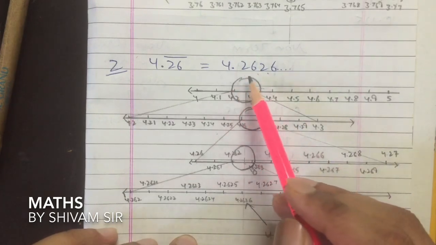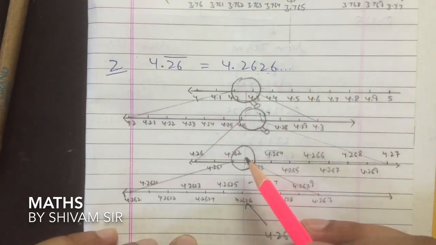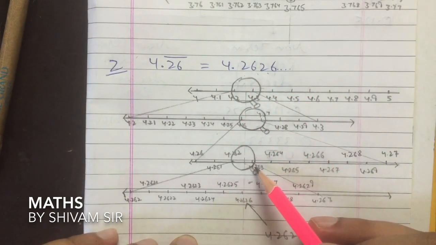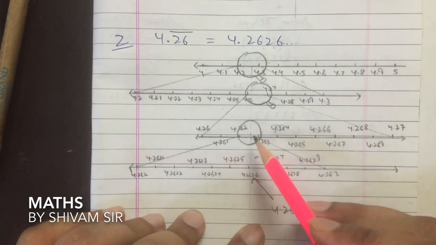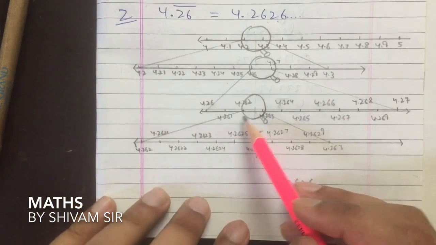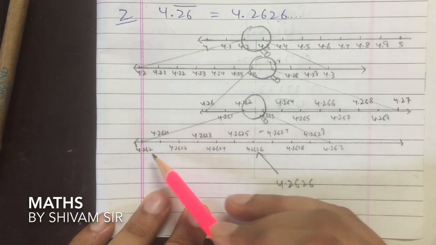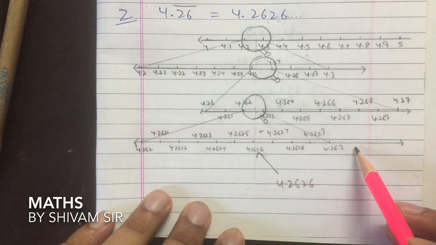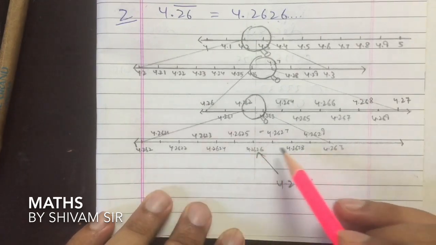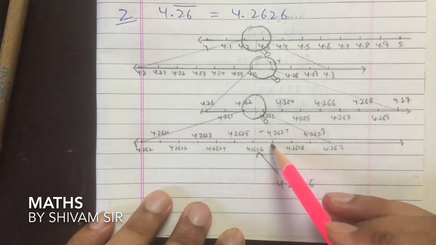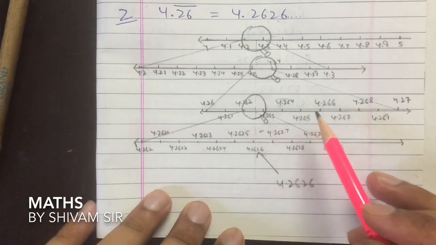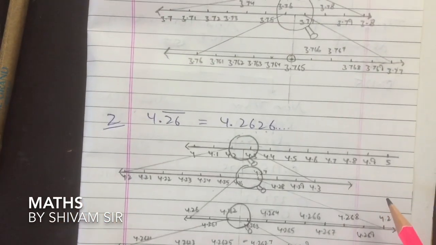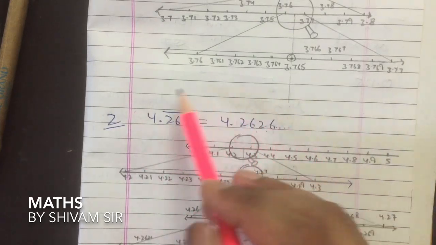This 4.2626 will lie between 4.262 and 4.263. Draw one magnifying lens over it and zoom into it. The new extreme coordinates will be 4.262 and 4.263. Divide it into 10 equal parts. This will be 4.2626. This is our required answer. This is how we can use successive magnification to represent these values on number line.